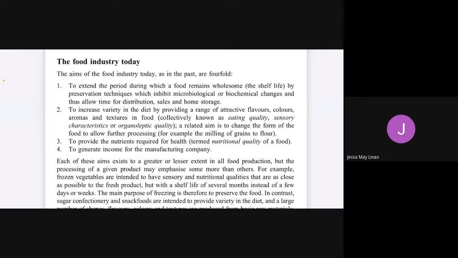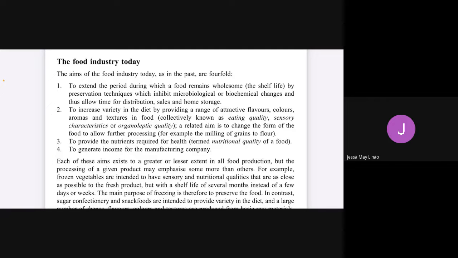So, thank you, Jessa. So, most probably, our view on food industry is good, diba? As long as gutom pa, food industry is alive. So, therefore, food processing is a very strategic knowledge and skill for us, as an agribusiness person. So, the aim of the food industry today, in the past, we have four.